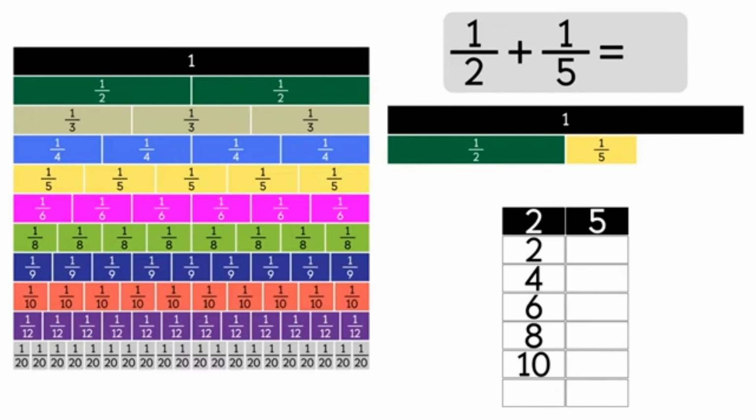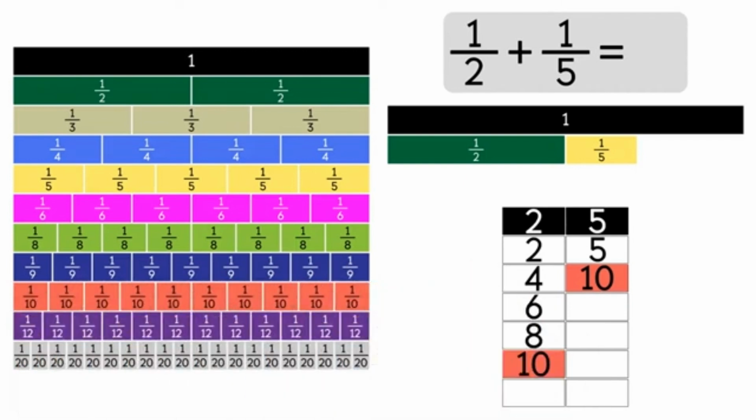Now let's list the multiples of 5: 5, 10. As you can see, both lists have 10. So 10 is our common denominator. This means that we'll use the strips with 10 in the denominator.